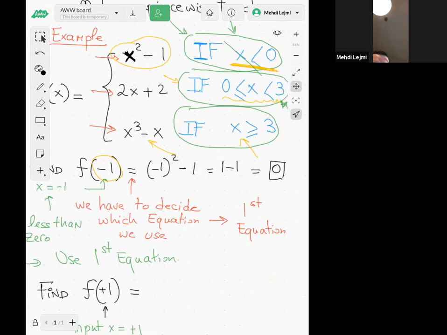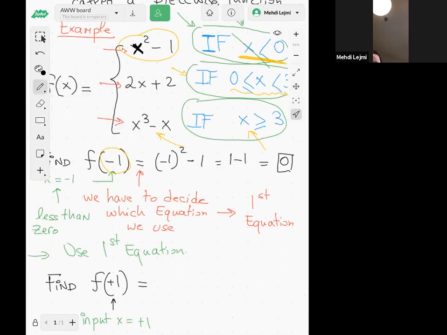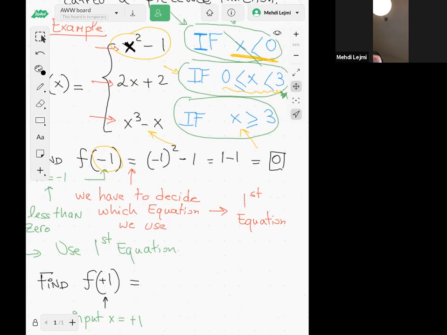So as I said, for f of 1, we have to use the second equation, because 1 is between 0 and 3, and the second equation is 2x plus 2. So f of 1 would be 2 times 1 plus 2, and so the answer is 4.